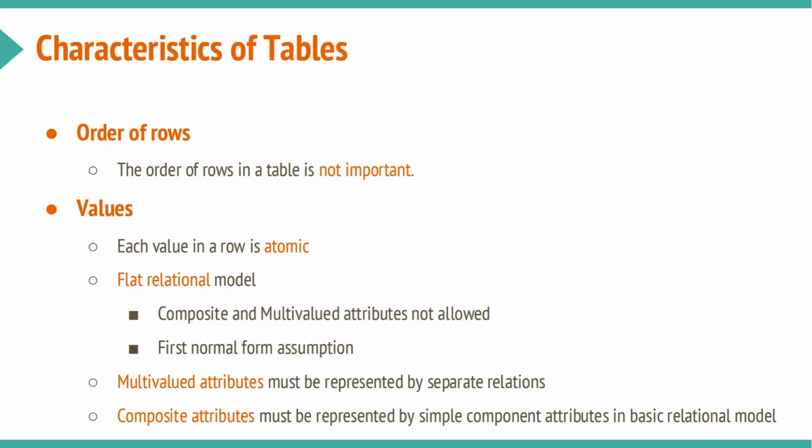Second, each value in a row must be atomic. Atomic means it cannot be broken down into smaller parts. For example, in the age column, we have the value 25. We don't have 25 years and 2 months, just one single value. If you have an attribute like name, you should break it into first name and last name to make it atomic. This is a very important rule called the first normal form. We will study that more later.